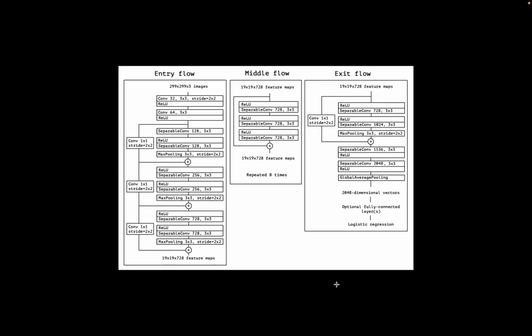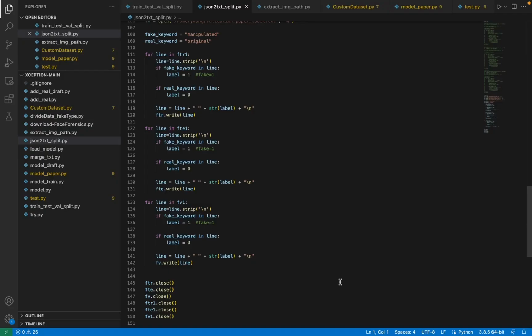The Xception model is divided into 3 flows, namely entry flow, middle flow, and exit flow. There are 36 layers of convolution divided into 14 stages. And there are 4 entry flows, 8 middle flows, and 2 exit flows.